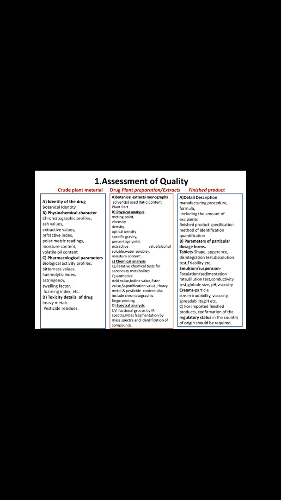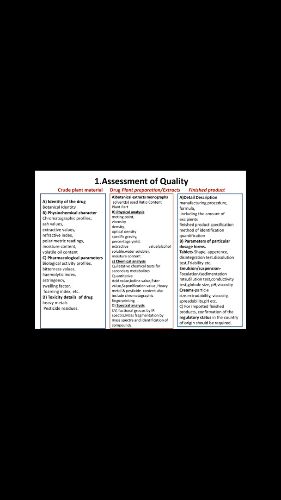Pharmacological parameters, which include biological activity profile, that means what is the activity of that drug, bitterness value, hemolytic index, then astringency, swelling factor, foaming index, etc. Toxicity detail of the drug, which include heavy metal content and pesticide residue.